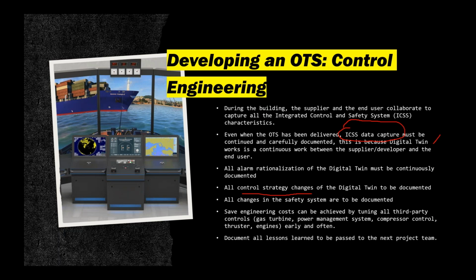So if you tune early and often, you're going to ensure that your real plant is not going to break down prematurely, because you can do predictive maintenance since you already have continuous data that you feed into the digital twin. And then you need to document all lessons learned to be passed to the next project team, because once the project has been completed or after a certain part, you are going to do management of change.